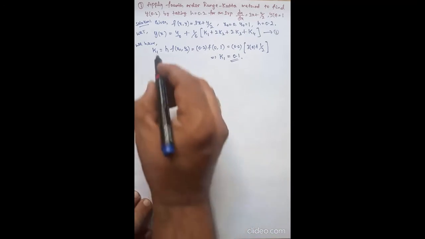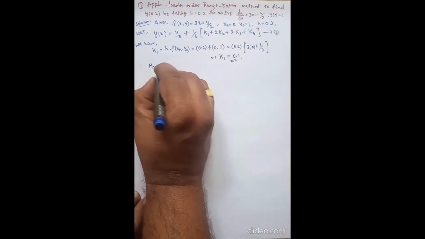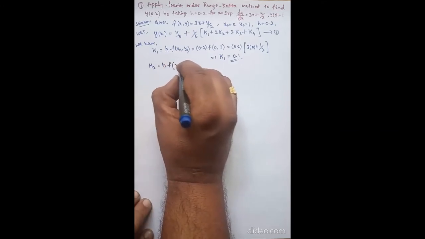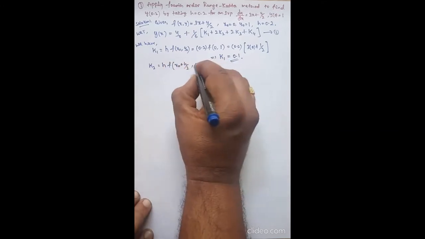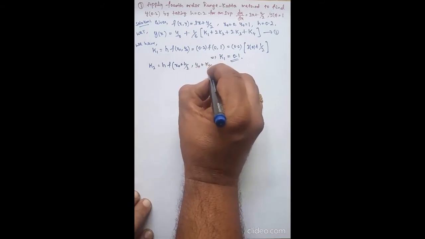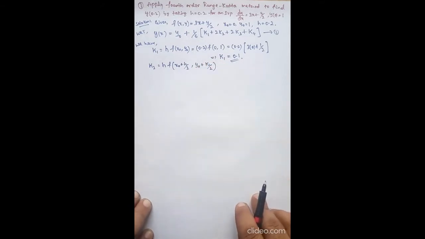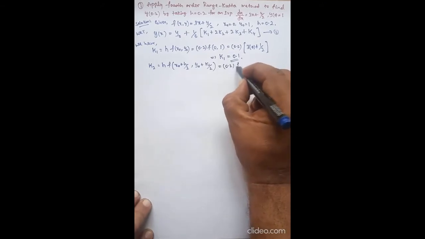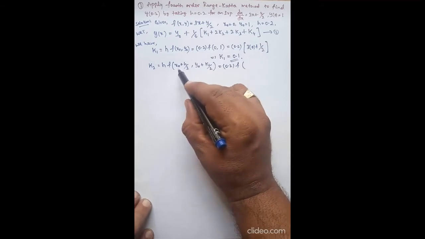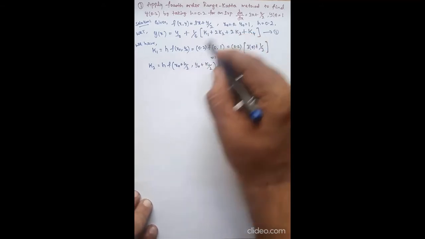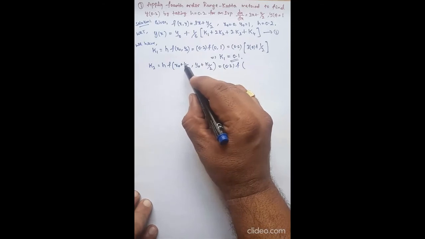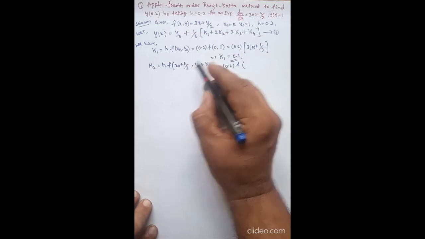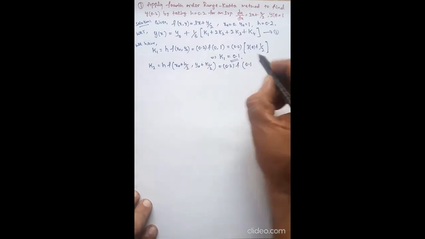Now similarly, now k2. So the formula for k2 is h into f of x naught plus h by 2 comma y naught plus k1 by 2. Now this is equal to, you know, h is 0.2. f of, see, x naught plus h by 2. You know, x naught is 0. So this becomes 0 plus h by 2. h is 0.2. If I substitute here, it is 0.2 by 2. 0.2 by 2 is 0.1. So it is 0.1 plus 0.